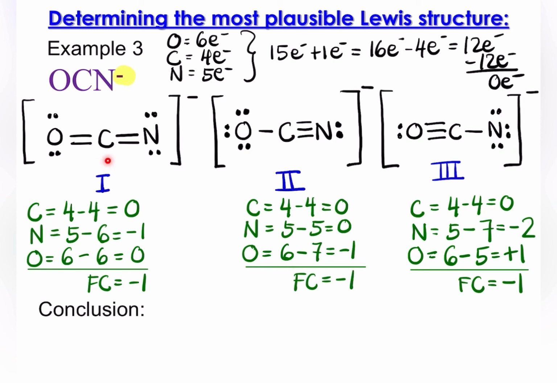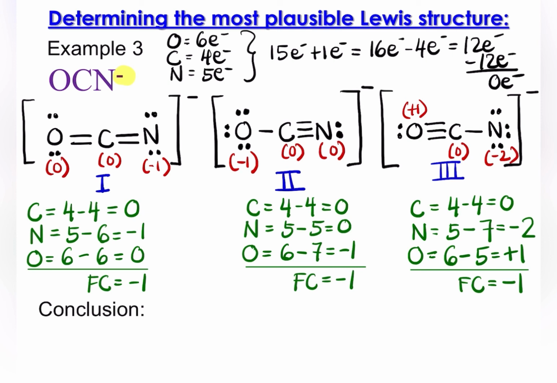Kita start from structure 1. So carbon adalah 0, nitrogen adalah negative 1, oxygen adalah 0. And next one, structure 2, carbon 0, nitrogen 0, oksigen negative 1. And kita ada this one, iaitu carbon 0, nitrogen negative 2, and oksigen positive 1. So as you see here, awak boleh nampak ada banyak perbezaan. So, which one kita akan tentukan the most plausible Lewis structure?